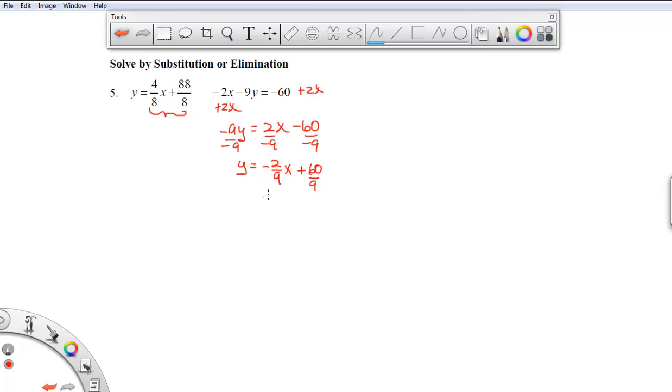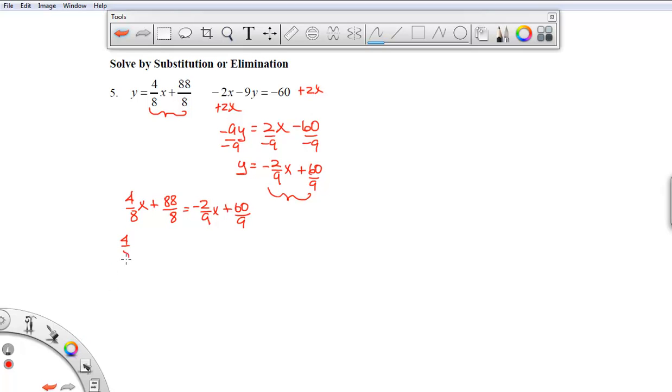Now I've got this for the right hand side, this for the right hand side. So let's set the right hand sides equal to each other. So 4 over 8x plus 88 over 8 equals a negative 2 over 9x plus 60 over 9. Okay, so our common denominator is going to be 72, right? So this has to be multiplied by 9 over 9, this by 9 over 9. These over here have to be multiplied by 8 over 8, 8 over 8. Then once my denominator is all 72, I can go ahead and cancel things out.